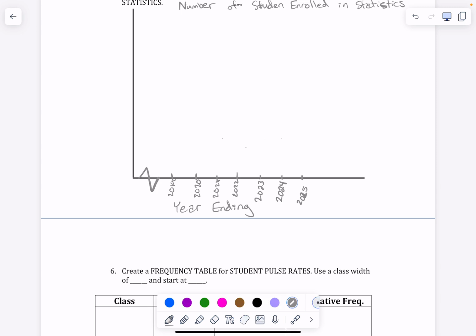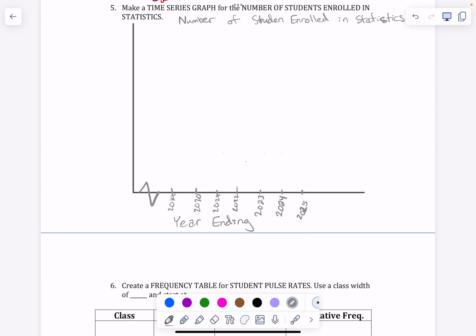Okay, what's the most number? 16, 17, 19, 20. Up to 25. Then 5, 10, 15, counting 1, 2, 3, 4, 5 for each interval. What goes on the side? Number of students enrolled.